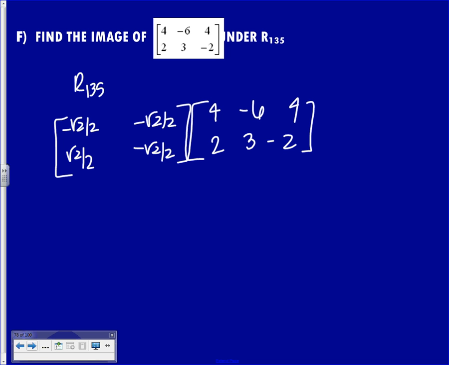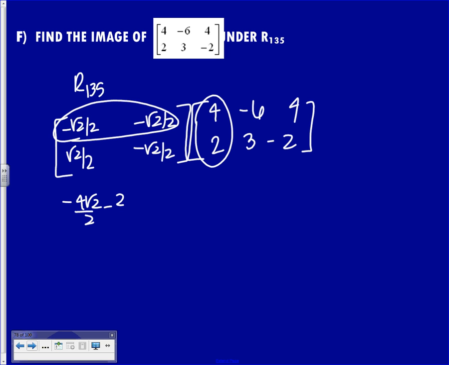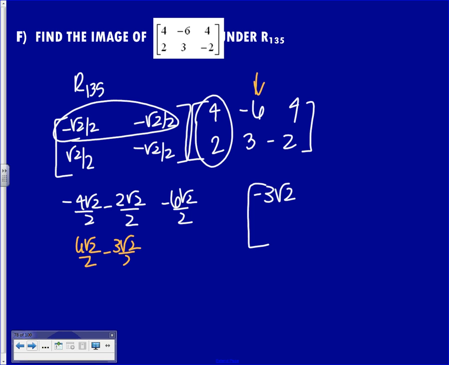Okay, and this one's going to simplify similar to the last one. Okay, so I'm going to go across by down. That's going to give me -4 square roots of 2 over 2 minus 2 square roots of 2 over 2. That gives me -6 square roots of 2 over 2. So that first one is -3 square roots of 2. Okay, moving over to my second column, that's going to give me 6 square roots of 2 over 2 minus 3 square roots of 2 over 2.